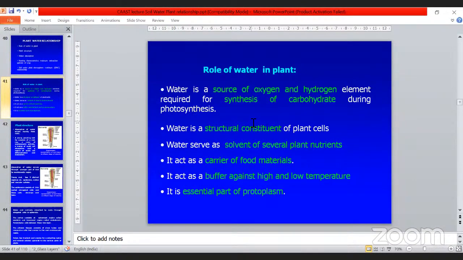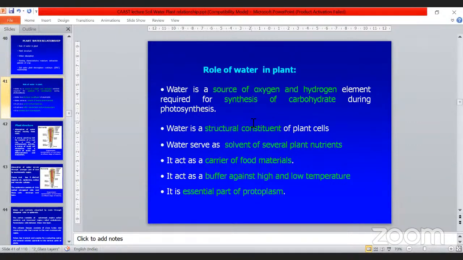Water also serves as a solvent for several plant nutrients. We can use water to deliver nutrients from one place to another, or from the soil to the plant system. It acts as a carrier of food material also, because the photosynthate prepared by the leaves has to go to the stem, the root, or the fruit. For that purpose, translocation, water is very important.